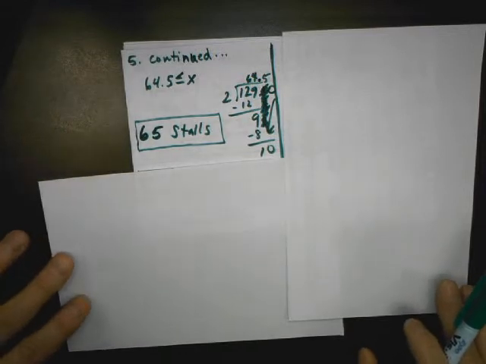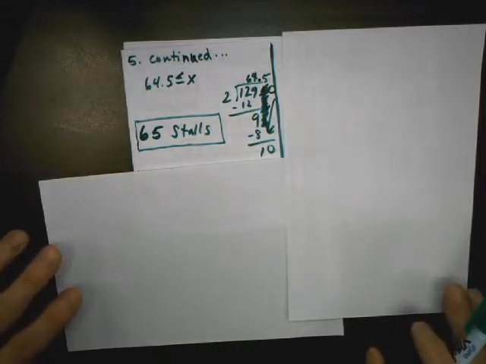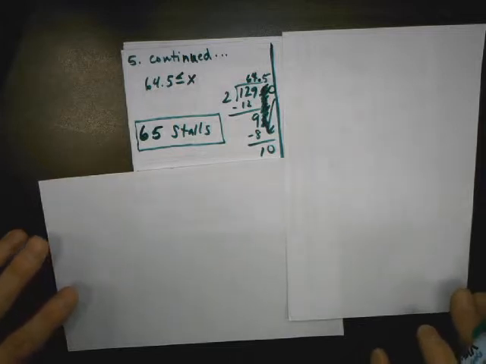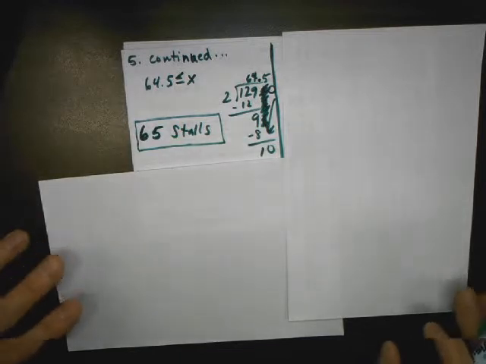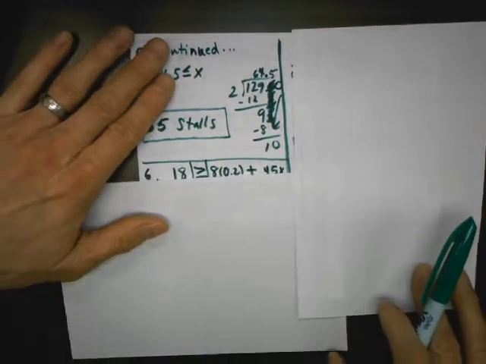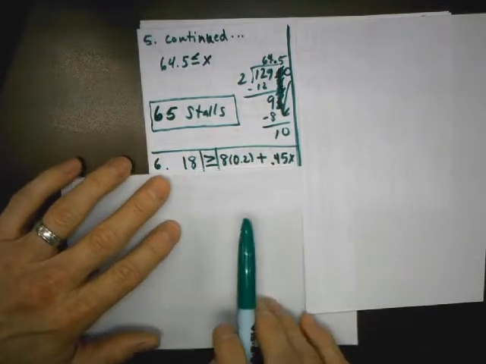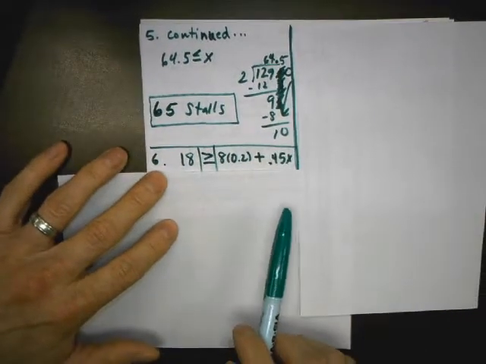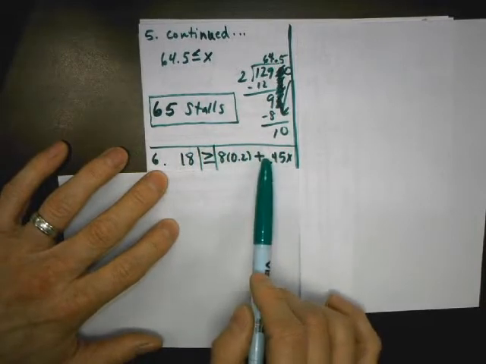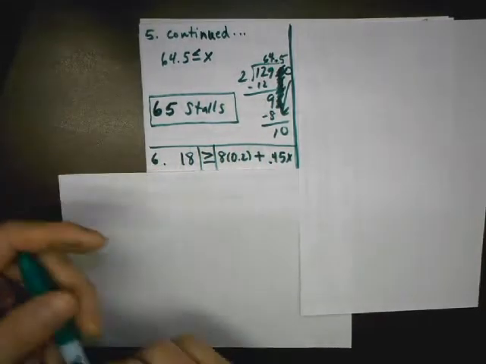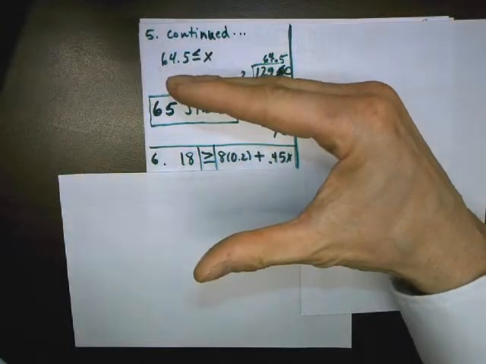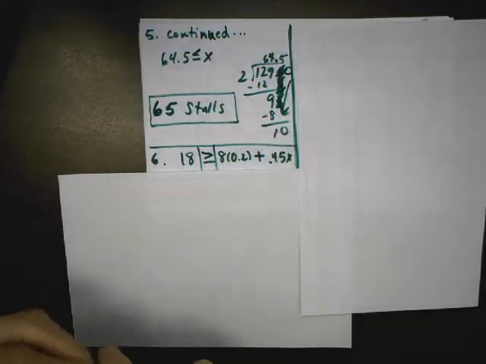Problem number 6 says Lucas has $18 to buy candy. He has picked out 8 lollipops that cost 20 cents, and he wants to buy some sour candies for 45 cents each. What's the max sour candies he can buy? Well, this is a situation where he already has money. He's not earning money, and he wants to spend money. So the money that he spends can't be more than what he has. So that's why this time the variable's away. The amount is away from the variable.